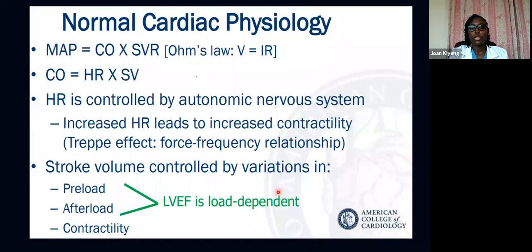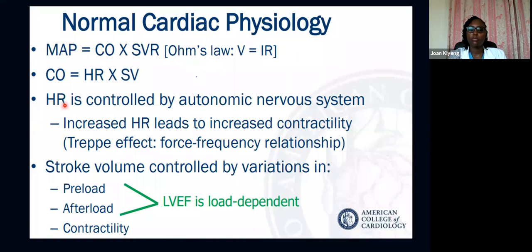So I just wanted to take you back. I know you came across this when you were doing physiology, and the normal cardiac physiology is for you to get a mean arterial pressure. It is equivalent to cardiac output times systemic vascular resistance, and this cardiac output comes about from heart rate times the stroke volume.